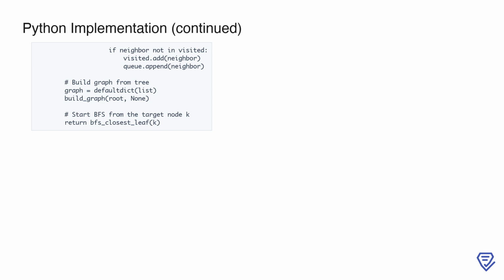Once the graph is built using the build_graph function, we initialize it as a defaultdict of lists to store the connections between nodes.